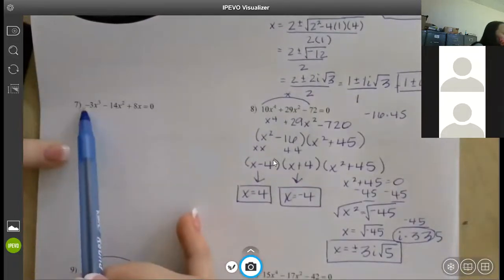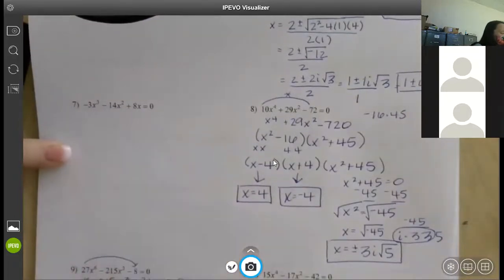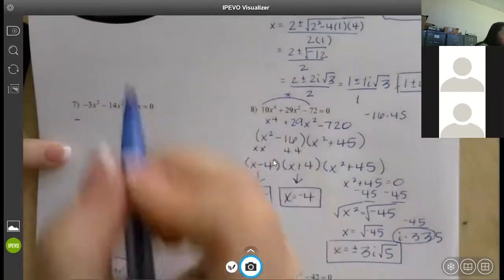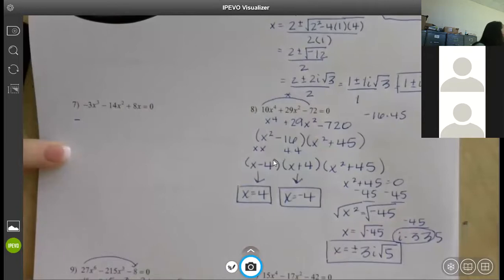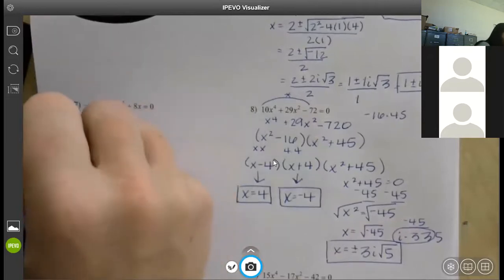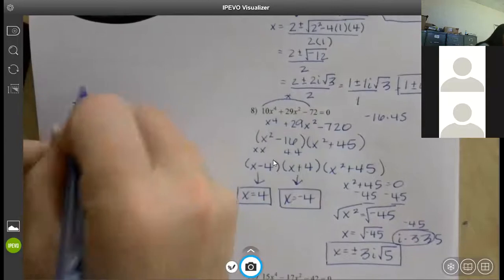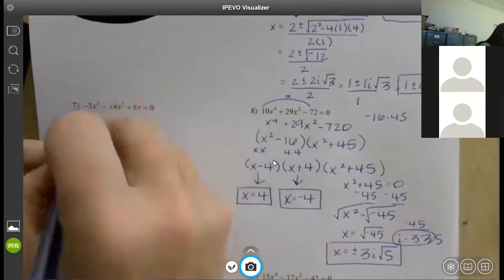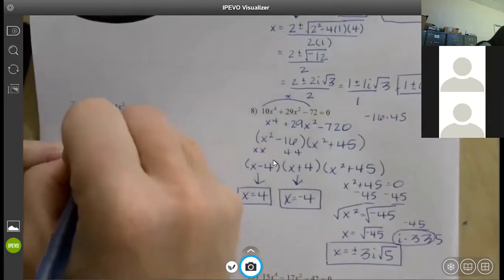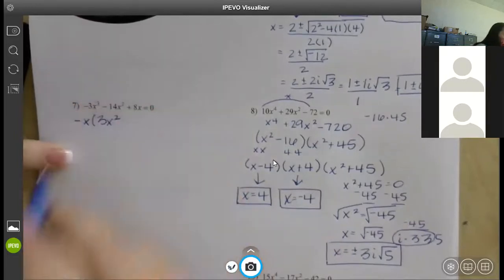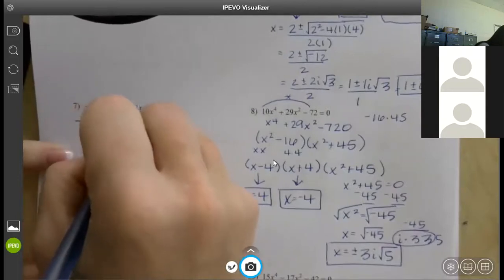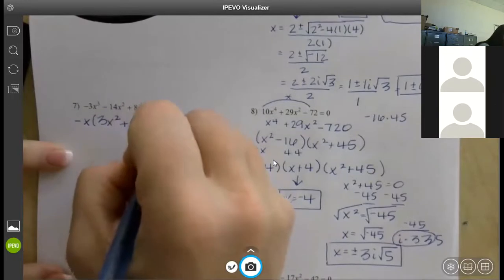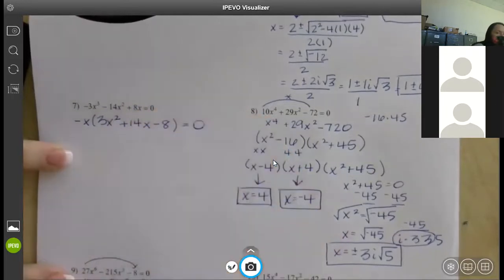Remember, we don't want to lead with a negative, and then do you see anything in common? Check again. What do they all have? An x. We don't want the negative, and we want to take out that common x. So what that's going to do is change all the signs and take a minus x from each one. So it's going to be a positive 3, and then it's going to change to x squared. It's going to be a positive 14, and you're going to reduce it by 1x. And then it's going to be a negative 8 with no x because I took that out.